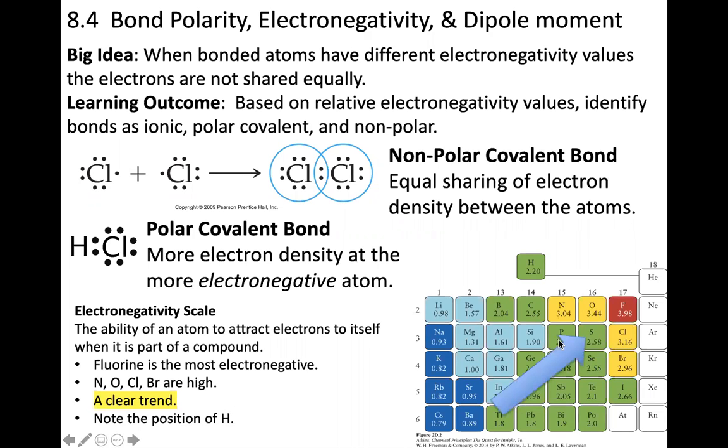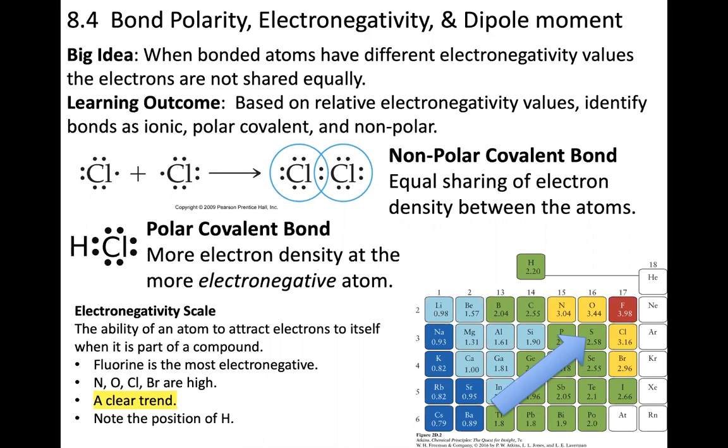There's a clear trend of electronegativity. Electronegativity increases as I'm moving on the periodic table towards fluorine. Up and to the right towards fluorine, that is the most electronegative.